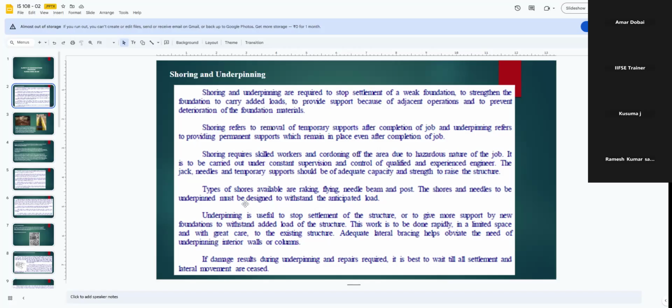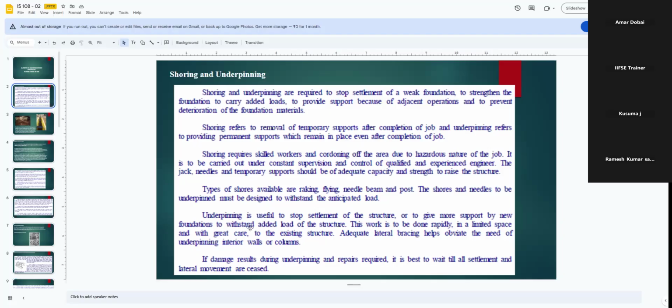The types of shores available are the raking or flying shore, needle beam, or post. The shores and needles to be underpinned must be designed to withstand the anticipated load. So don't get confused or worried with all these words. Nowhere in examinations will they ask you how to apply shoring and so on. You will get only the basic questions in the examination. Maybe in a month of time we'll cover all those papers as well.